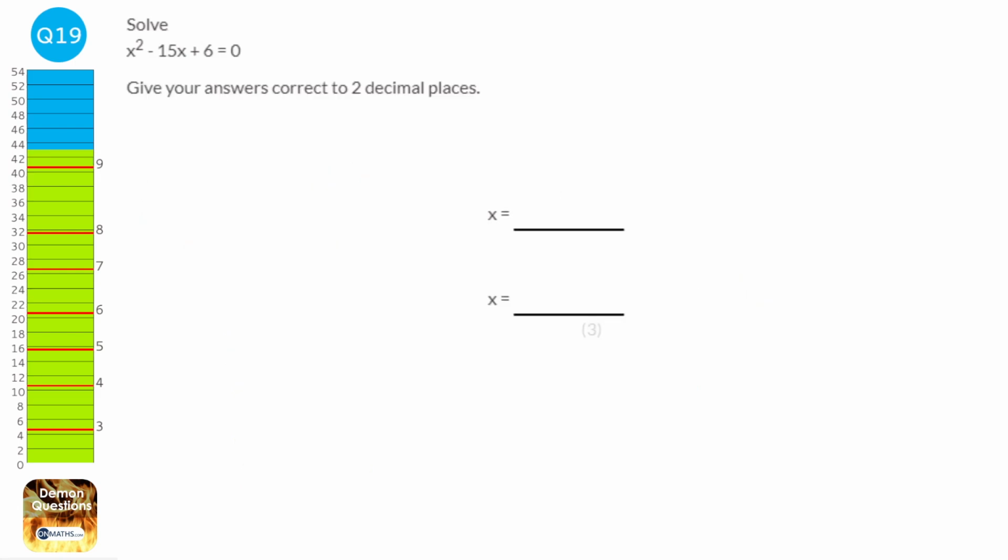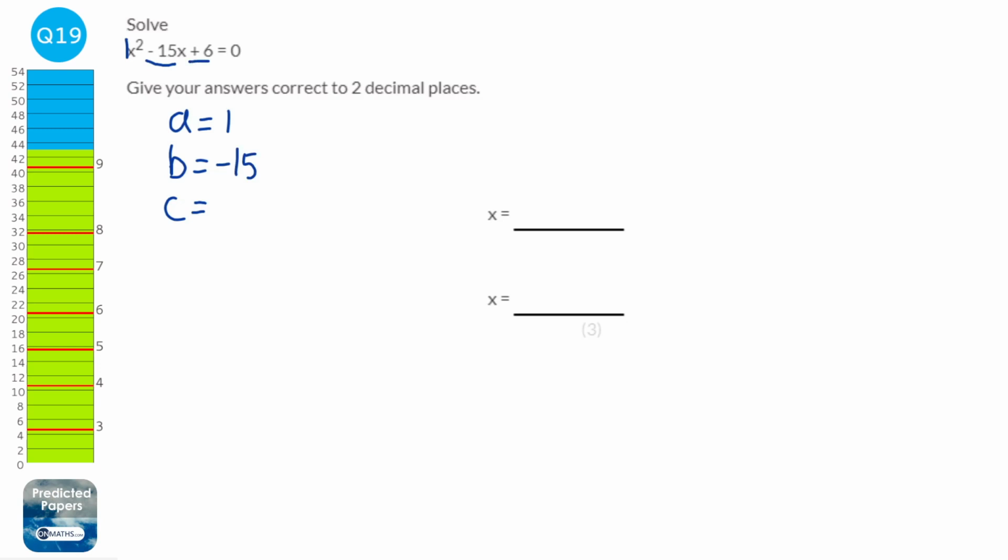We're asked to solve this quadratic, and we're told that we're going to leave the answers to 2 decimal places. So chances are we're using the quadratic formula. So for the quadratic formula, we're going to use a, b, and c. We'll go find a, b, and c. A is the coefficient of the x squared. Now, we don't actually have a number before the x squared. Well, we kind of do. There is a 1 there, we just don't bother showing it. So a is 1. B is the coefficient of the x, which would be minus 15.